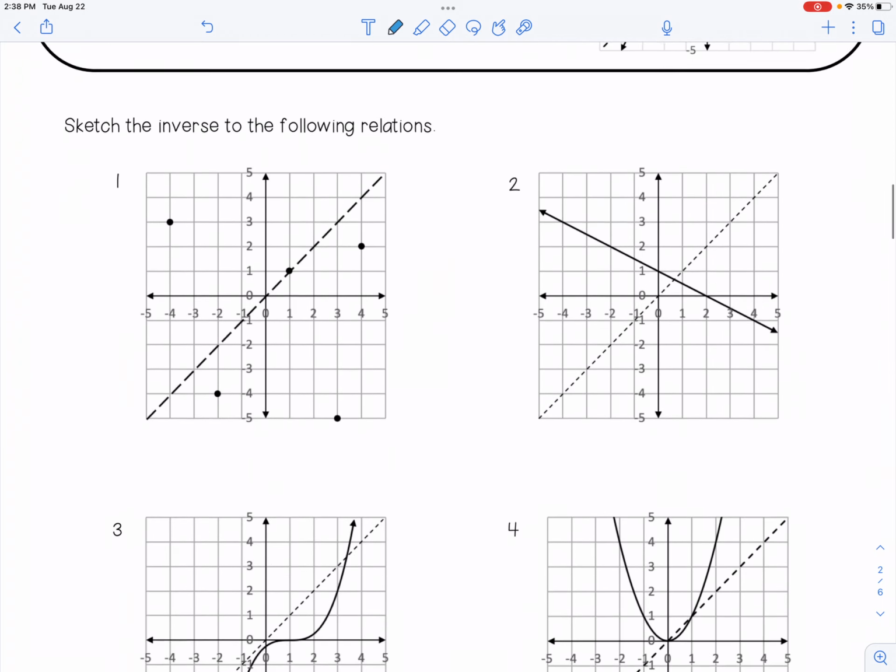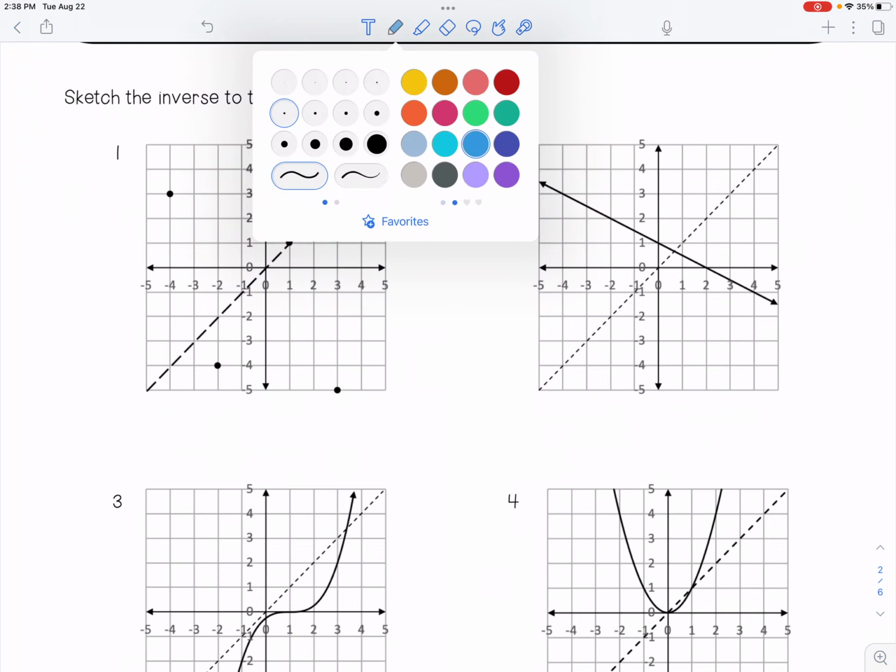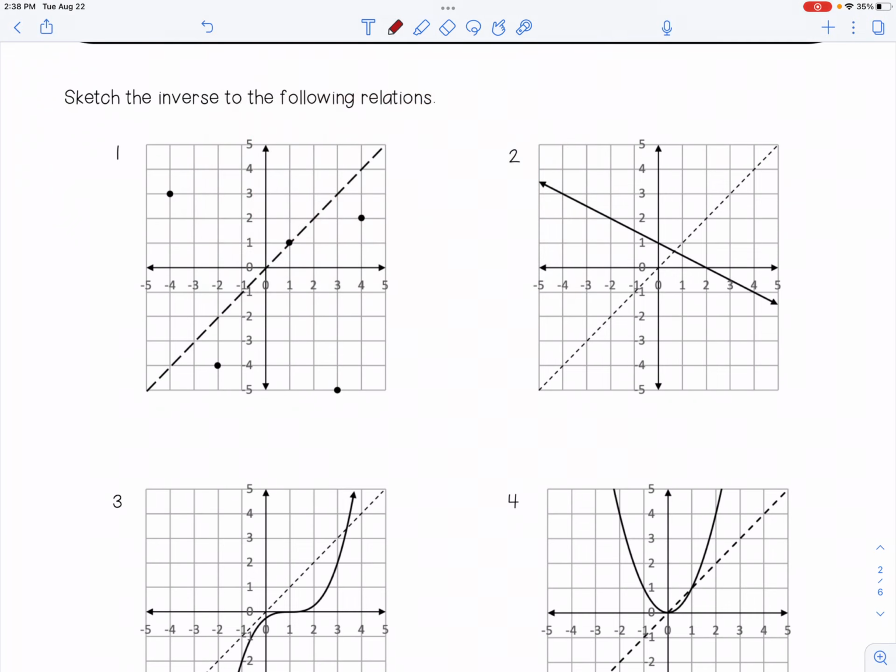So let's look at some functions. With number 1 here, we have discrete data, so we're just going to identify some points. And I'm going to use a table. You can do ordered pairs if you want to. I just like the way the table looks.